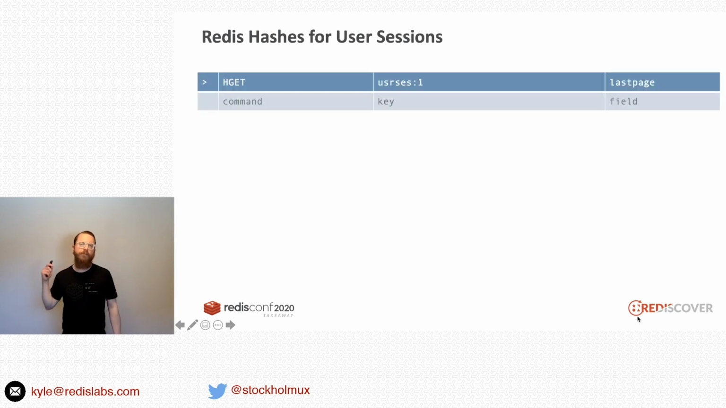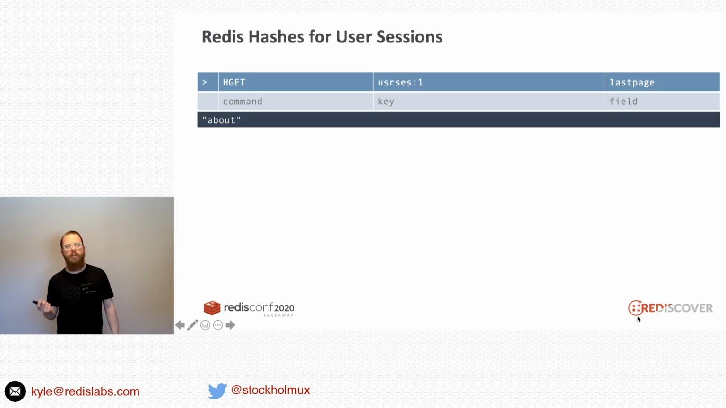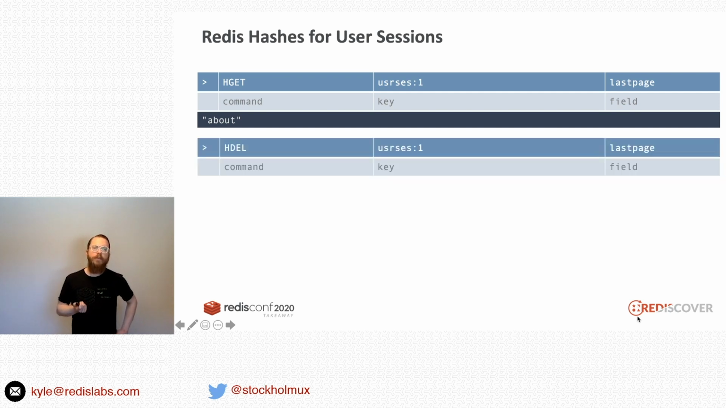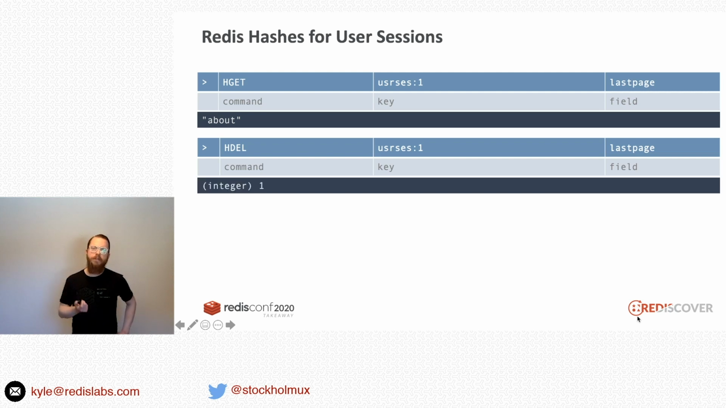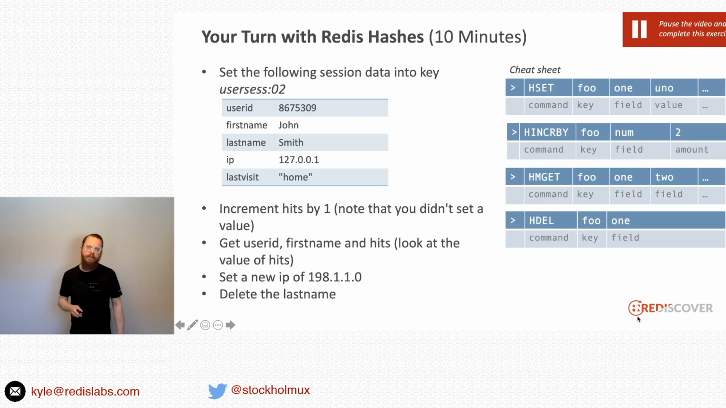So let's go a little deeper. We're going to get this last page field back out, and it's going to return about. But let's say we want to get rid of it. We'll use hdel, and that will delete a field from the hash, and it's going to return back 1, just like unlink or del would otherwise. Okay, now it's your turn again.